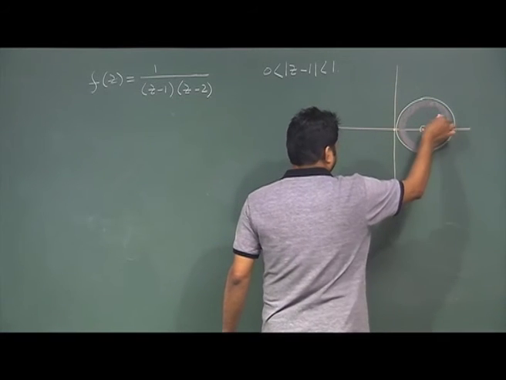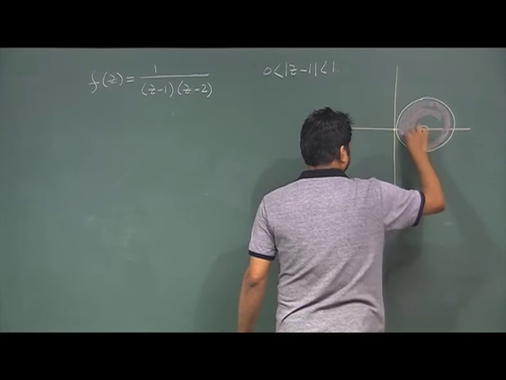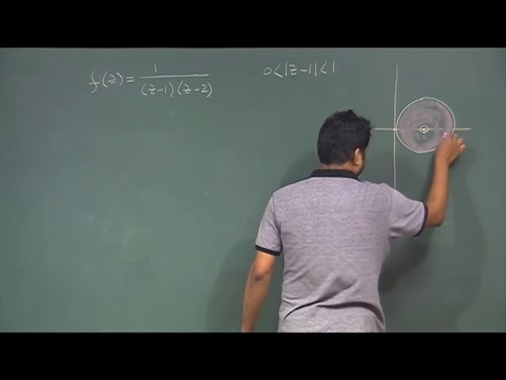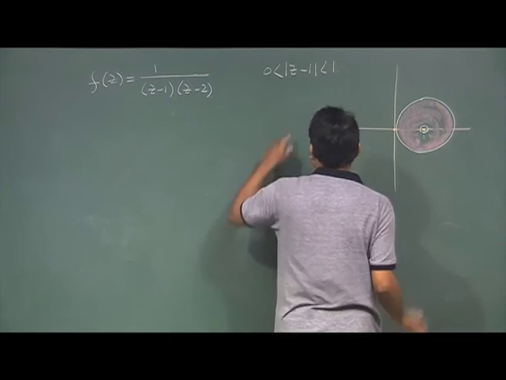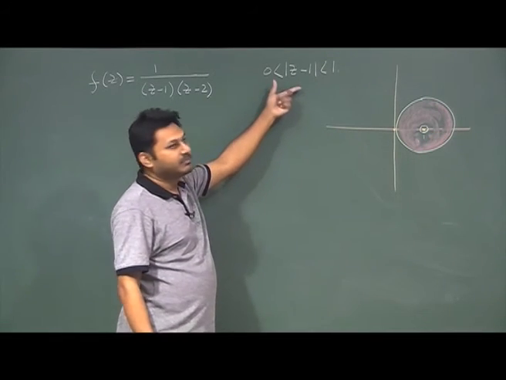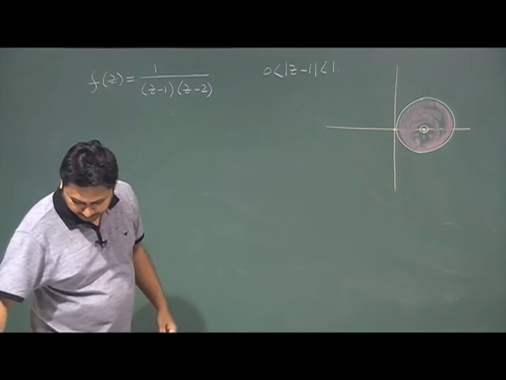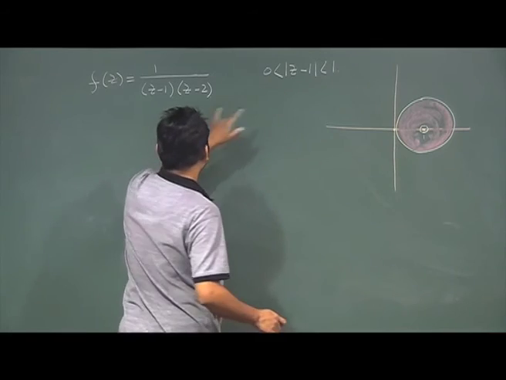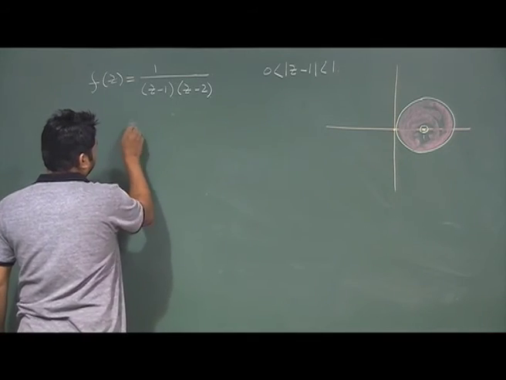This is the region where I am trying to expand my function: all the points in this circle except the center, which is at z equal to 1, because it is restricted by this limit. Now again I will try to do the same thing.